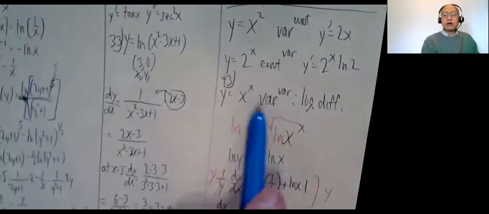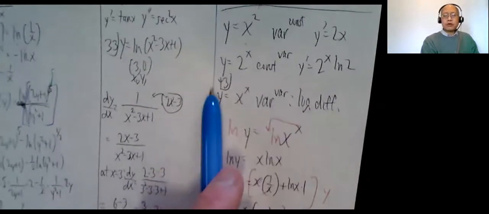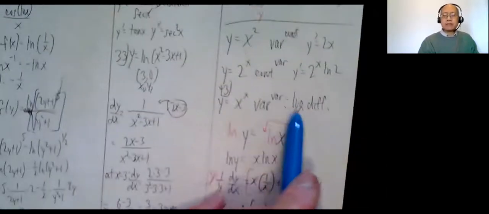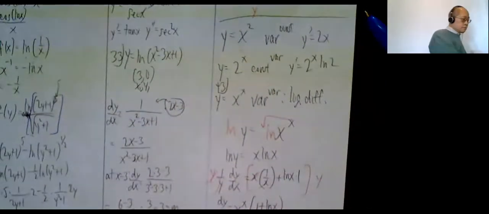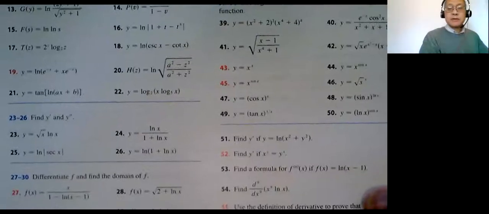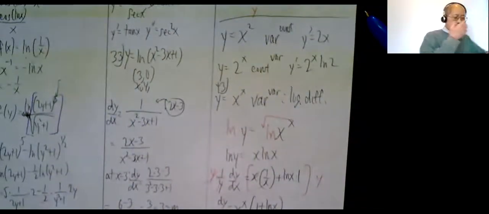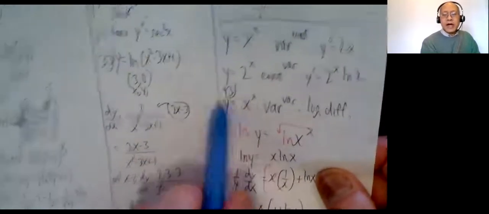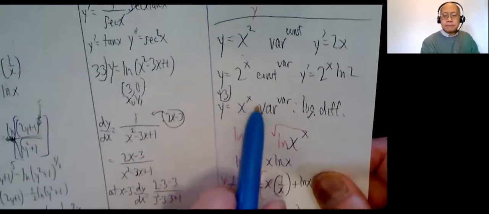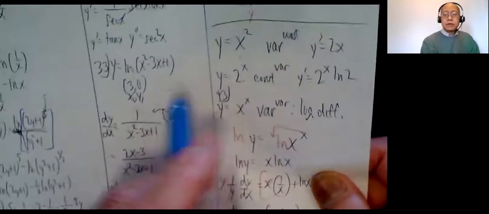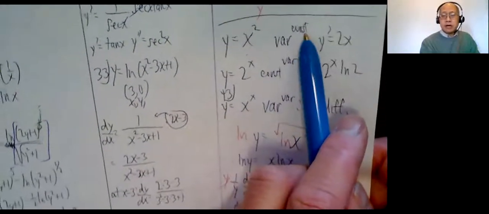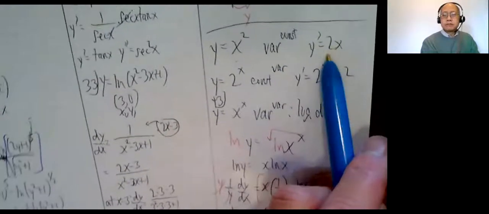The next case is if you have a variable to a variable, like problem 43, x to the x, then you must do logarithmic differentiation. Same thing, so watch out. Do not go x to the x minus 1, like a power rule. The power rule only applies if you have something like x squared, variable to a constant, then power rule, 2x.